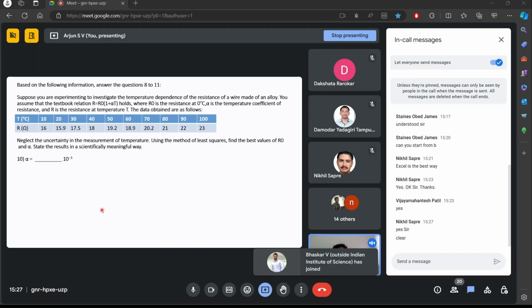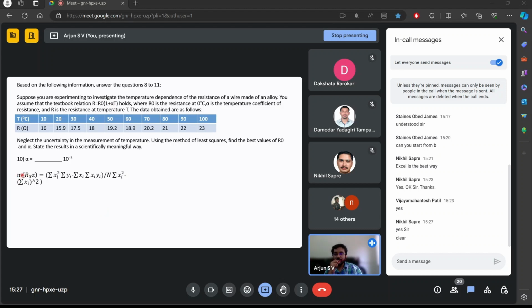So the next question is alpha. They are asking in the order of 10 power minus 3. So alpha is nothing but, we'll come back to that. We know from the relationship that our m value or slope value is equal to r naught into alpha. So what we'll do first is calculate that m, which is r naught into alpha.